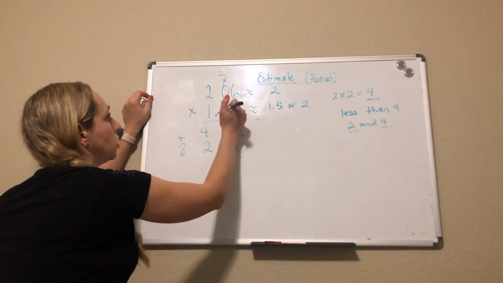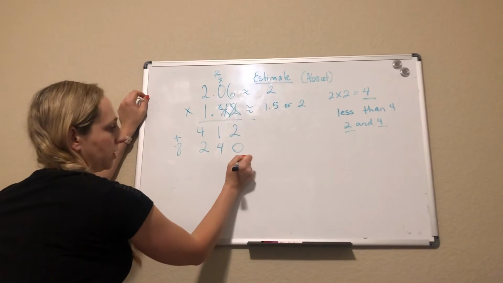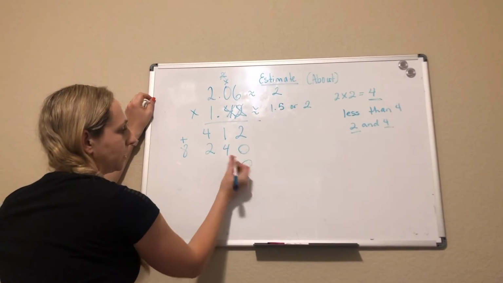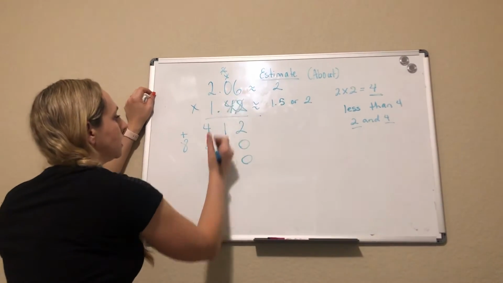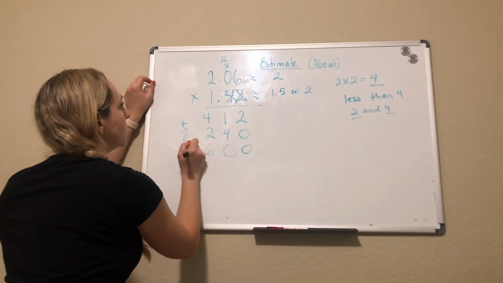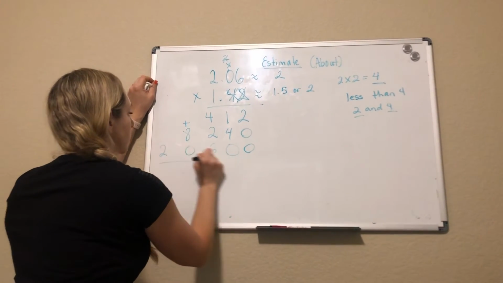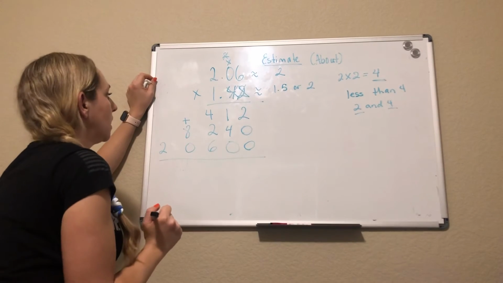Now we're moving on to our ones place. We're going to use a placeholder for hundreds and tenths. 1 times 6 is 6. 1 times 0 is 0. 1 times 2 is 2. And we're going to go ahead and add up our numbers.